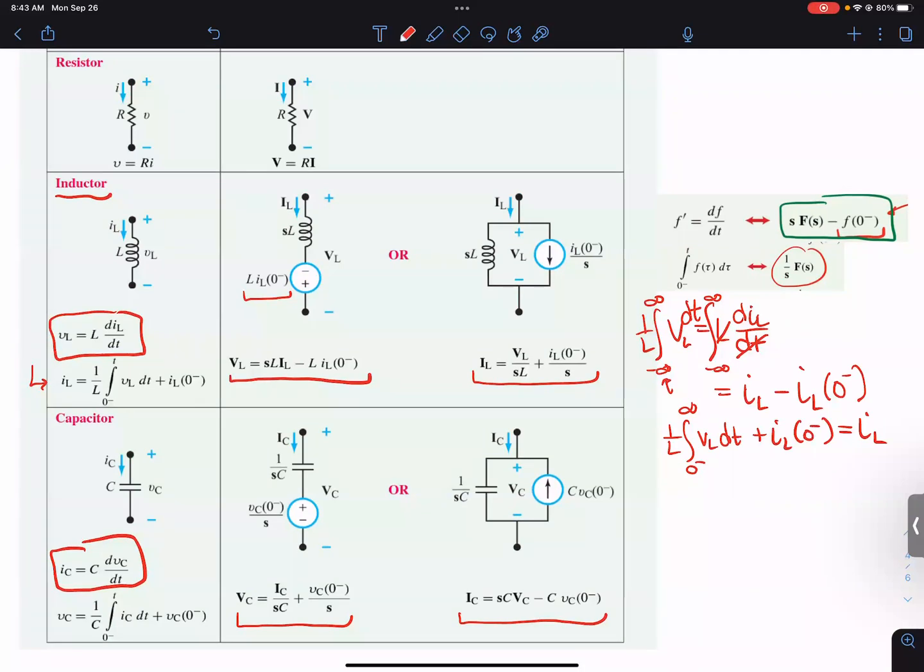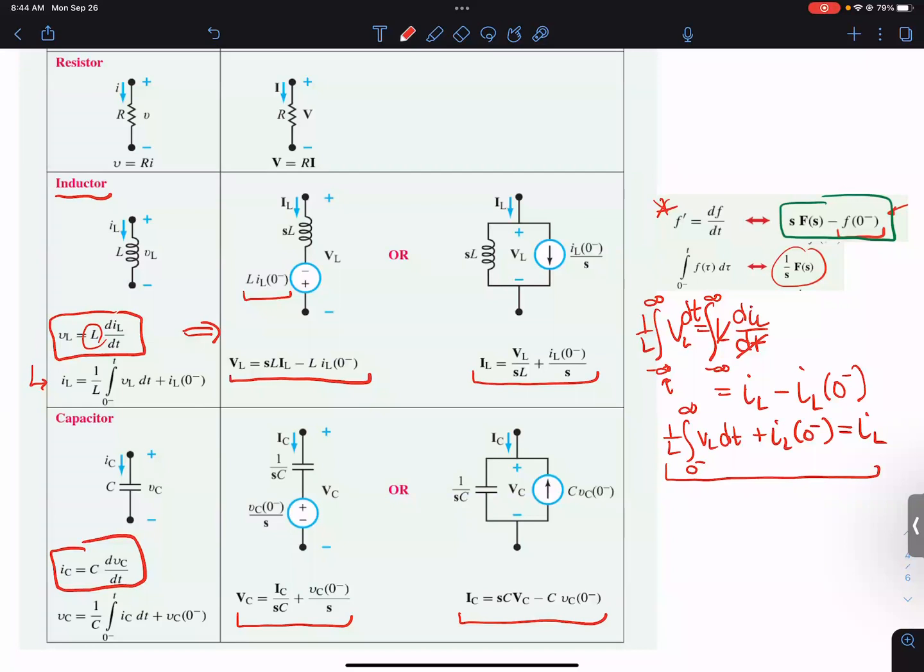And then when you translate that to the S domain, you're going to use the differentiation property for the V_L. So it becomes S L I_L minus, and L is multiplied by each of them, so L I_L(0 minus). That's from the differentiation property. And then from the integration, the integration becomes V_L over S, and then I_L(0 minus) over S. Do you guys follow that? Are there any questions?